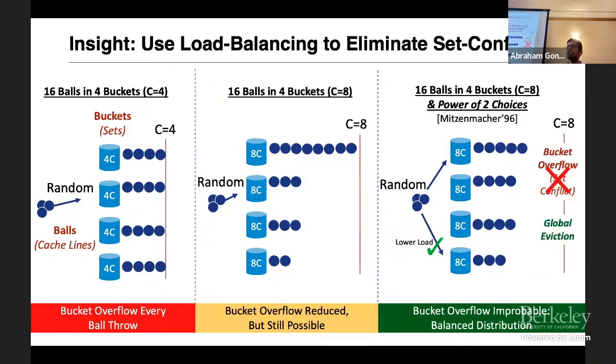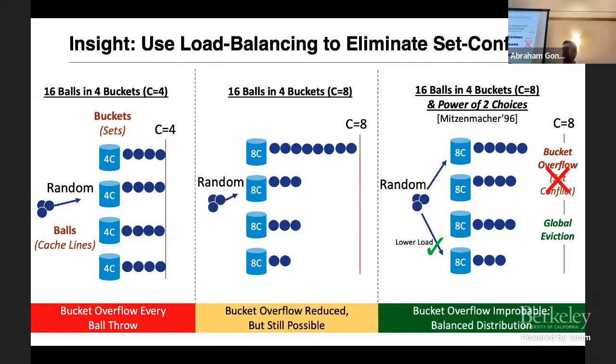All removals of balls continue to be global evictions, from among all of the balls in all of the buckets. This is a kind of hashing that was studied by Mitzenmacher in 1996, and it's called the power of 2 choices. What he observed was that if you have sufficient over-provisioning capacity in each bucket and have this power of 2 choices, your bucket overflows can be almost improbable in the lifetime of the universe.